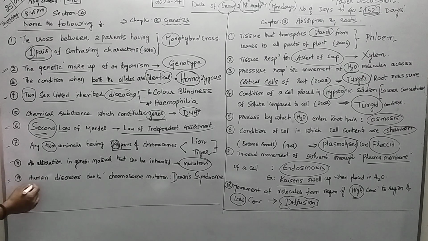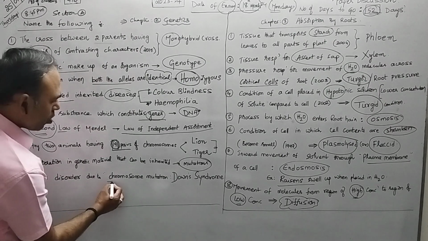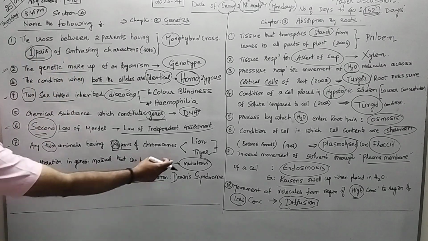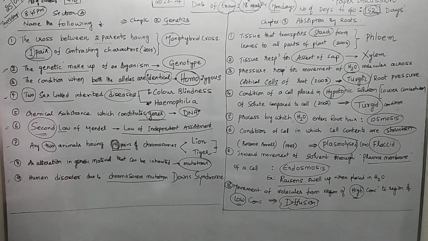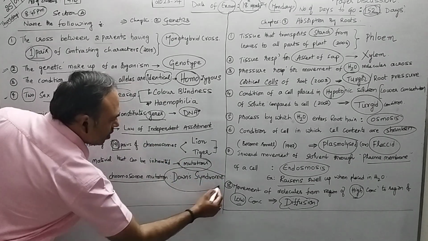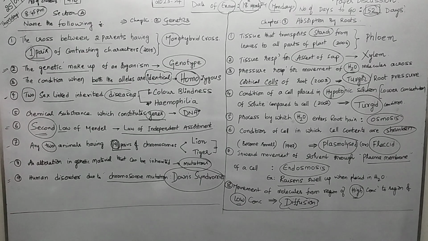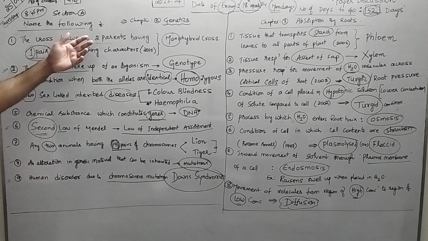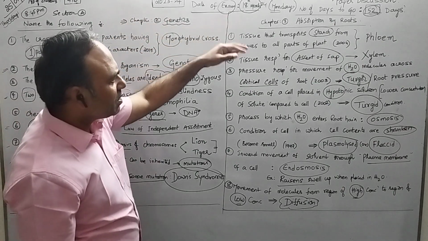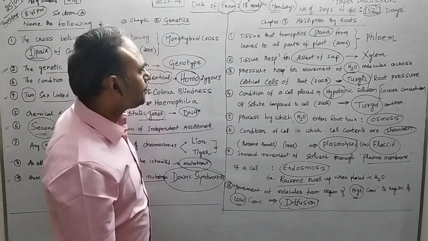Next, human disorder due to chromosomal mutation. For this, you have a name, that is Down's syndrome. So these are some expected questions from the second chapter, genetics. Now if you move to the third chapter, absorption by roots.